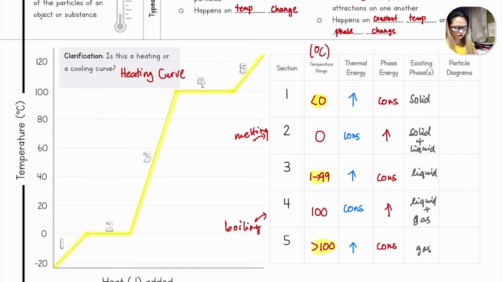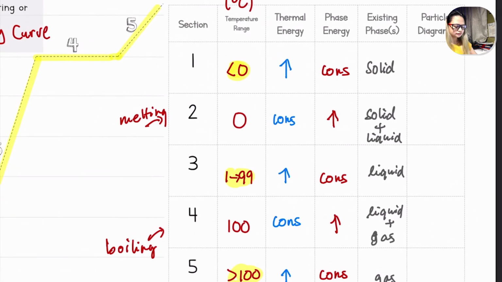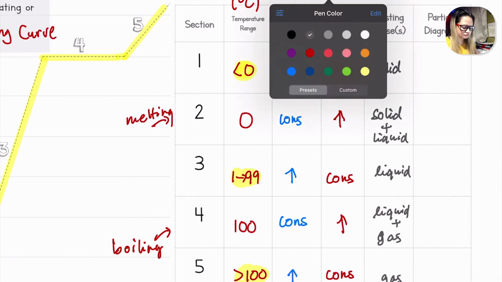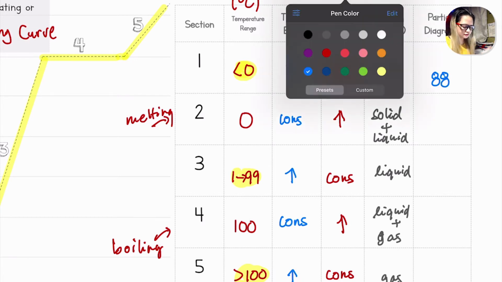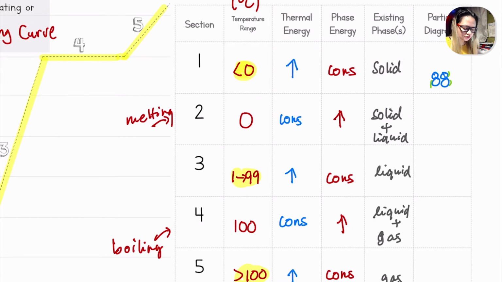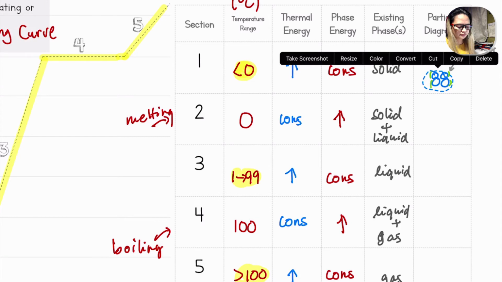Okay, so how would we draw the particle diagrams of these? As you already know, solids look very rigid, so they have to have a definite shape, but there's still going to be some movement, so we're going to denote those. These are called whooshies. The green ones right there are called whooshies. It's a way for us to show movement. The more whooshies you have, the more moving it is. And once again, even if solids are not moving, they're still going to be vibrating.